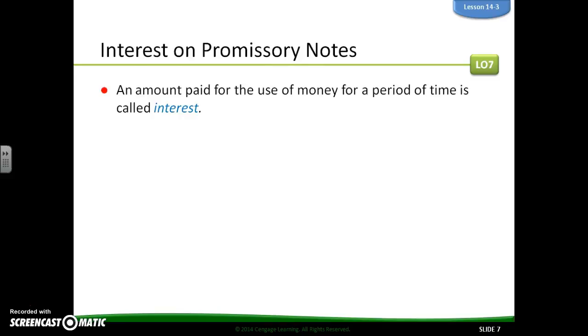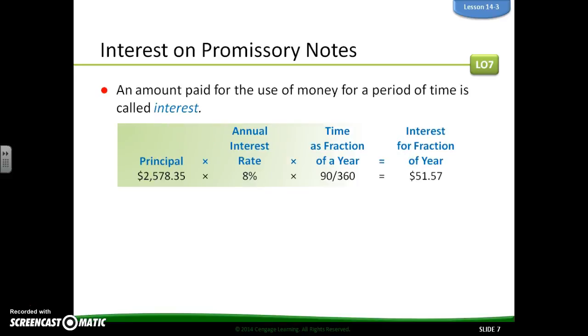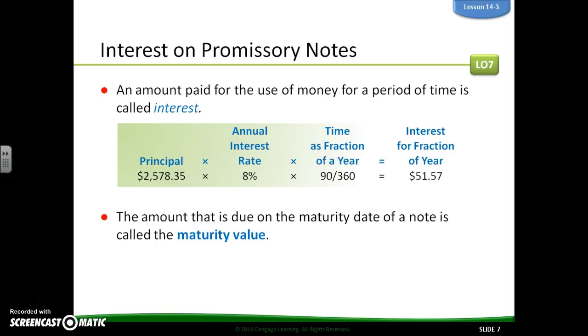All right, so when we do promissory notes, we always want to make sure we're charging interest for that. So interest is the principal amount times the interest rate times the amount of time, which gives us the actual amount of money that we're going to be collecting for the interest here. So the amount that is due on the maturity date is the maturity value of the note. So principal plus interest equals maturity value.